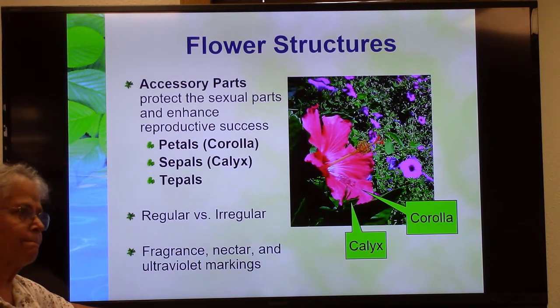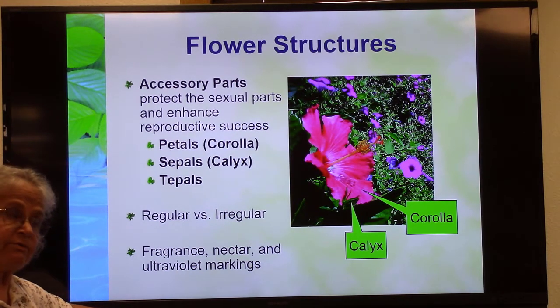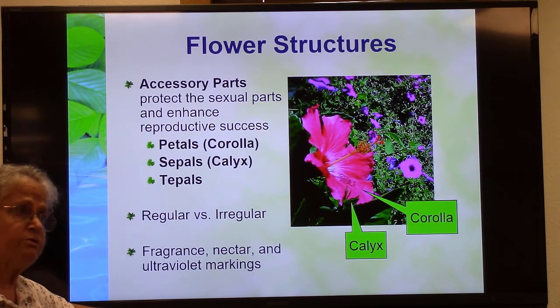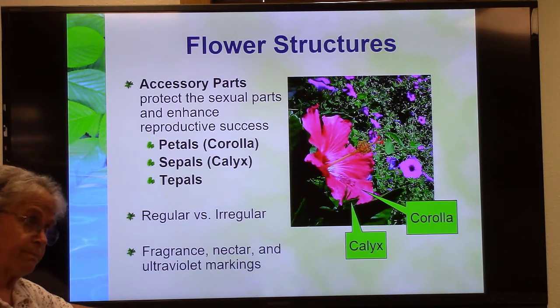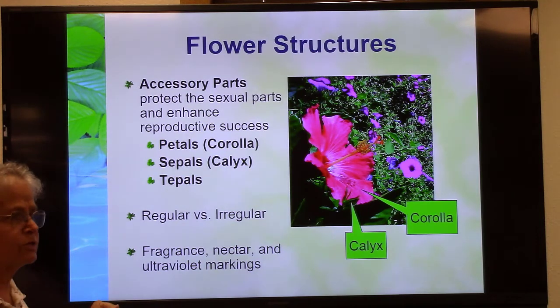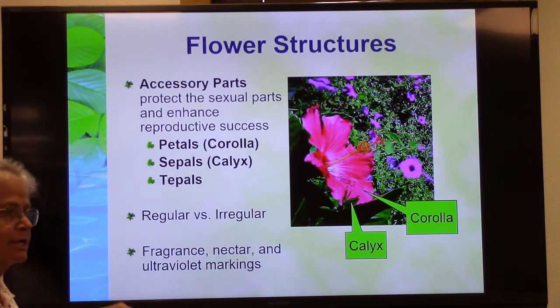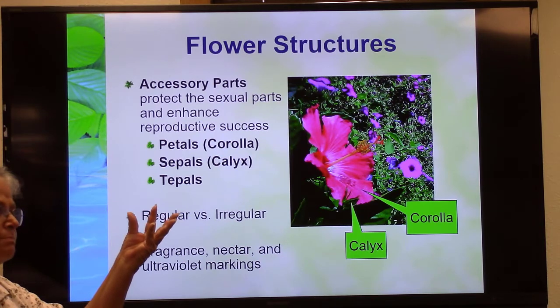Is that a poinsettia? Oh no, a poinsettia is entirely different. The colorful part of a poinsettia is a leaf. The poinsettia flower is very small. But a tulip, yeah, it's got six tepals, and they're all the same.